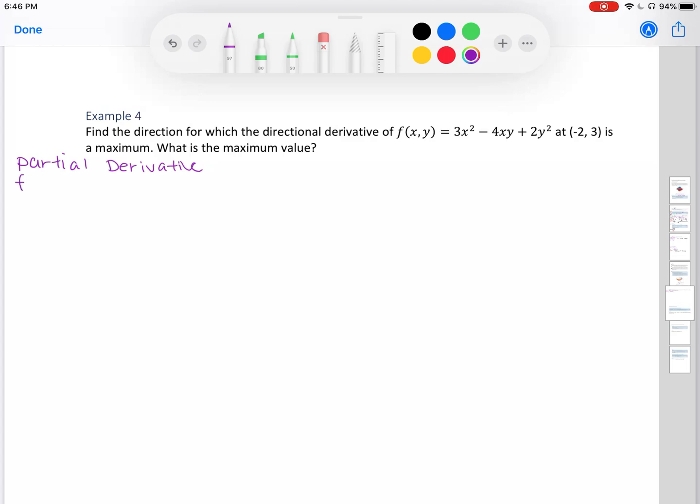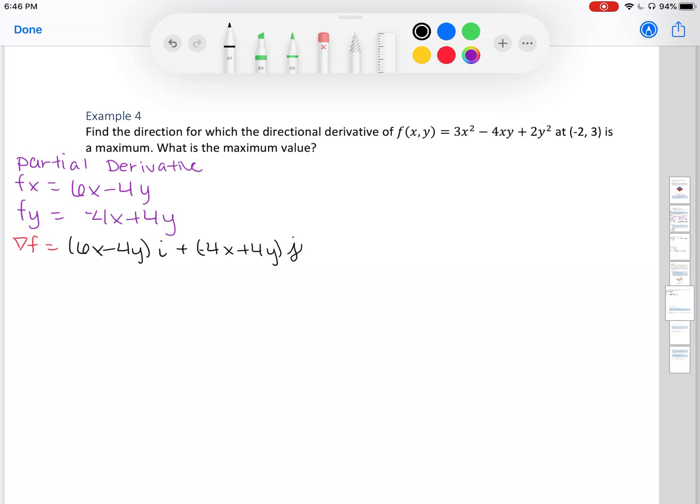Okay, so we have the partial derivative in terms of x, which is 6x minus 4y, and our partial derivative in terms of y is -4x plus 4y. Now we have our gradient, our del f, given by (6x minus 4y)i plus (-4x plus 4y)j.